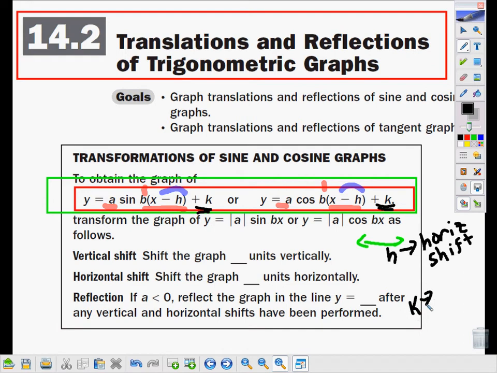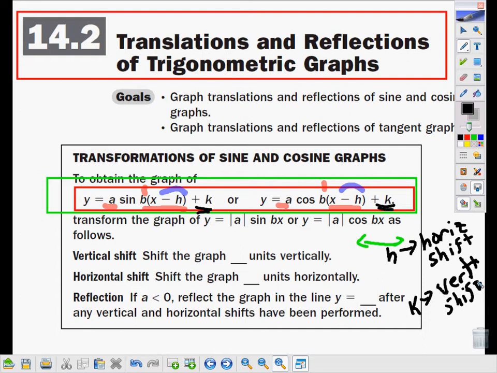I'm using the same letters I used all the time in previous lessons, whether it was absolute value graphs, quadratics, cubics, logarithms. They always used h and k. Nothing changes. K is the vertical shift, or up and down. Okay, so it doesn't make a lot of sense until you start doing some problems. So on this whole slide, there's a lot of information, but that's what I want you to get.